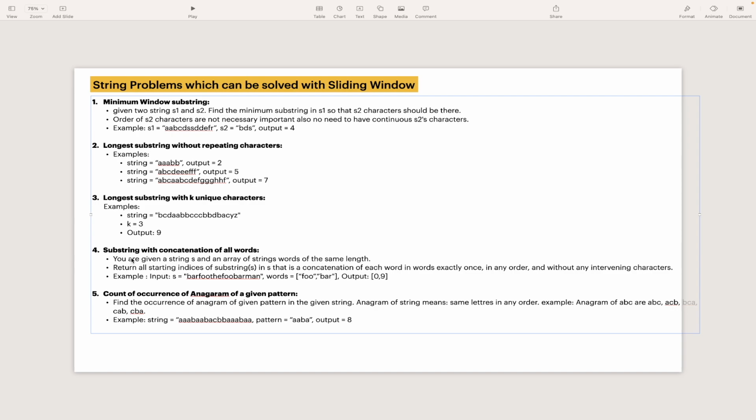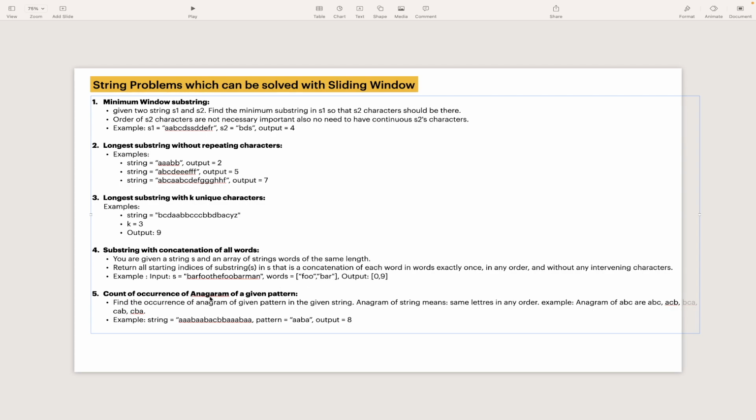Fourth problem could be the substring with concatenation of all words. You are given a big string and some words, and you have to find the substring where the concatenation of all words belongs to that substring. Here again the ordering of the words is not important, but it should be a whole word. It should not be like you take a character from the first word and then another character from the second word. No, it should be a complete word, but the ordering of words is not important.